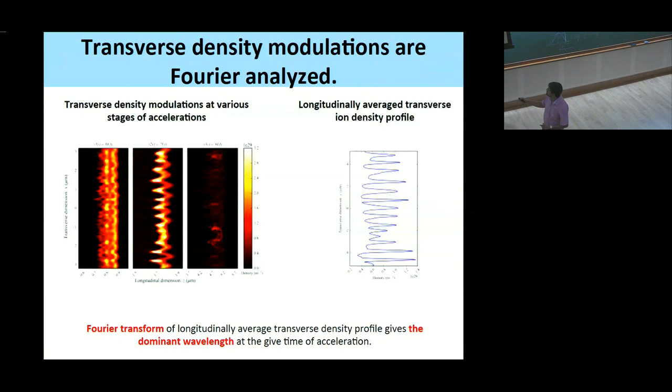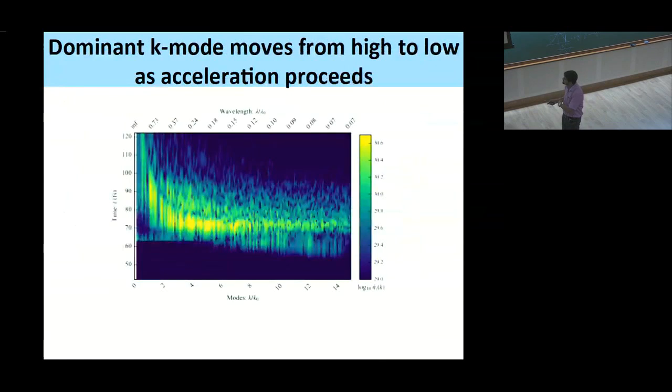So what we have done is we have longitudinally averaged the density, and then the transverse profile of that quantity, which is the longitudinally averaged one, is plotted here. So you can clearly see modulations in the transverse direction. And then we have taken the Fourier transform of it, and then we can analyze as a function of time how this Fourier spectrum is varying.